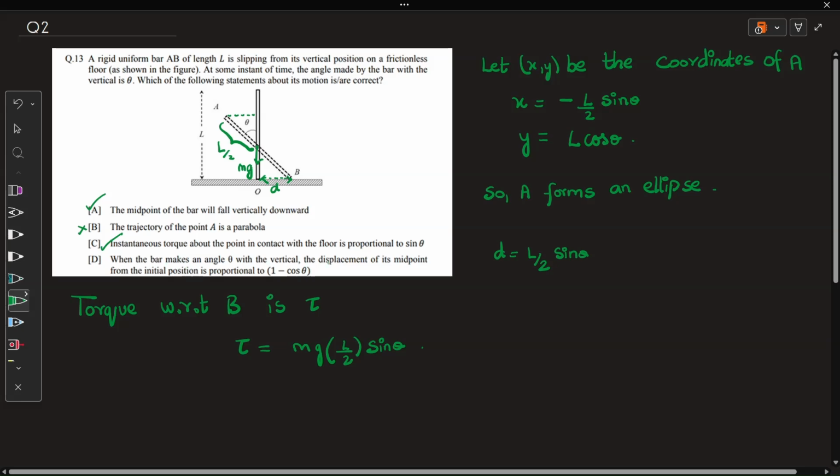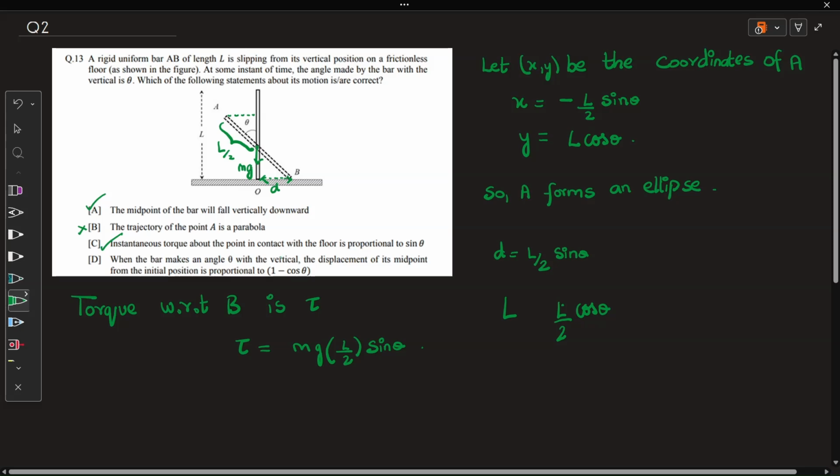When the bar makes an angle theta with the vertical, the displacement of its midpoint from the initial position is proportional to 1 minus cos theta. So this again is an easy part, because this is L by 2, right? And this distance, or the altitude of the center of mass from the ground, is L by 2 into cos theta. And initially it's at a distance of L by 2.